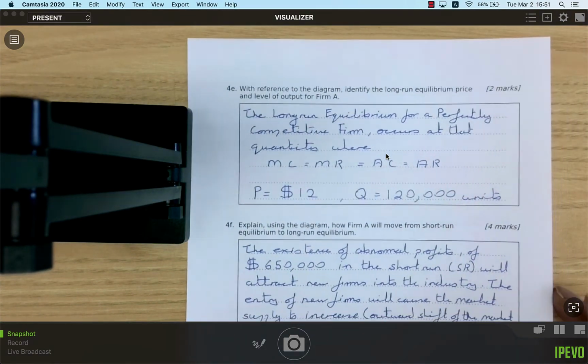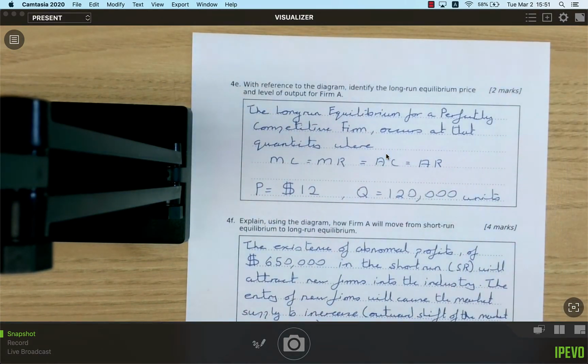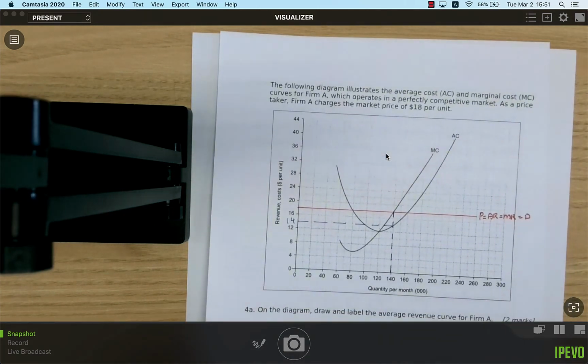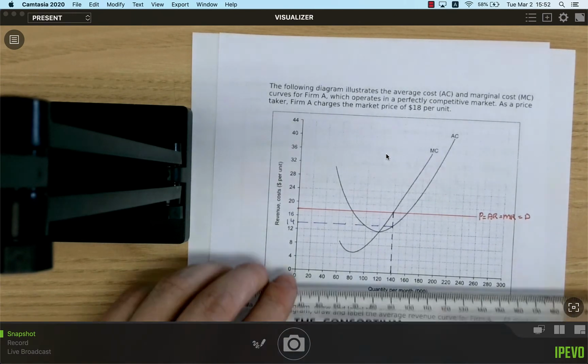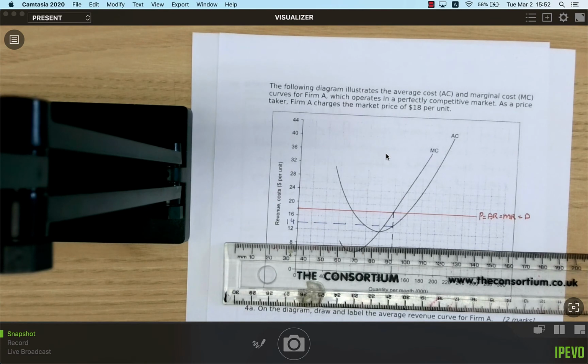With reference to the diagram, identify the long-run equilibrium and level of output for firm A. Now, this is very, very important, guys, and I love these kind of questions, okay? I'll explain why this is so, but what I want you to see now is that there are no barriers to entry in perfect competition.